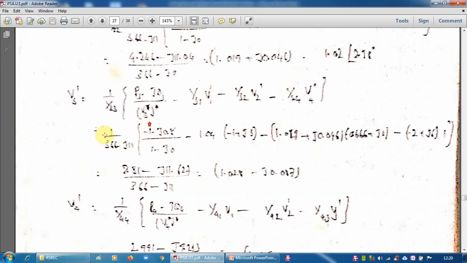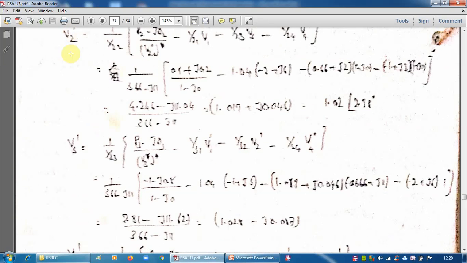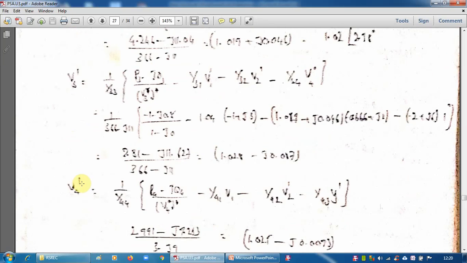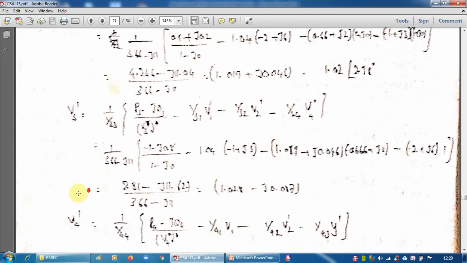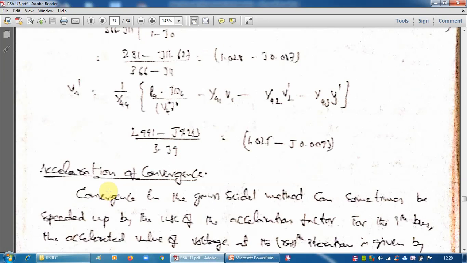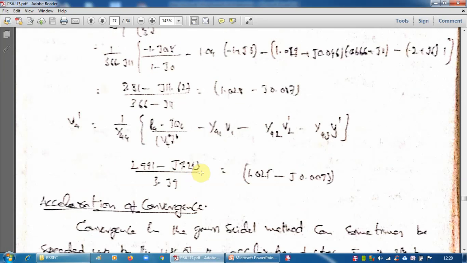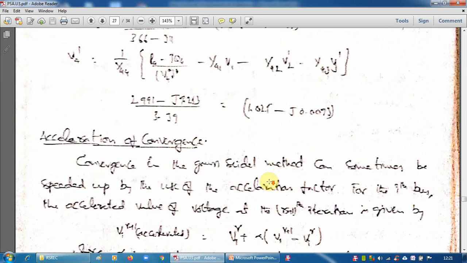So like that, at the end of the first iteration, these are the values of bus 2 voltage, bus 3 voltage, bus 4 voltage. Now we can go for the second iteration. In the second iteration we will get V2 of 2, V3 of 2 and V4 of 2. Like that we can continue the iterations till the convergence criterion, as we said before, is met. Here in the problem we were asked to find only the values at the end of the first iteration. That is the reason why only 1, 1, 1. We calculated all the values and presented the answer.